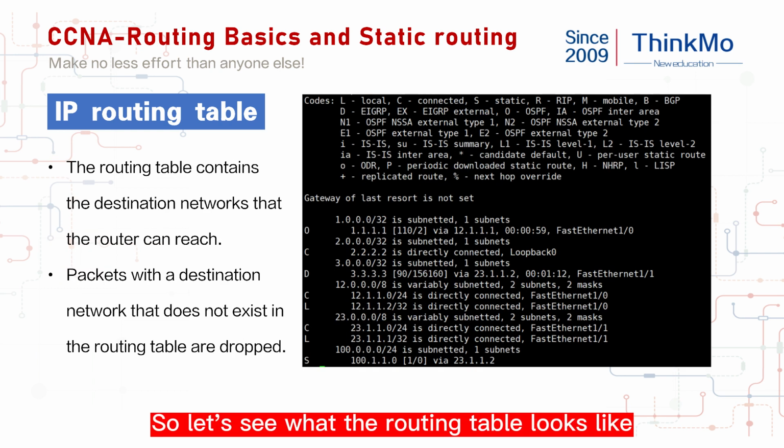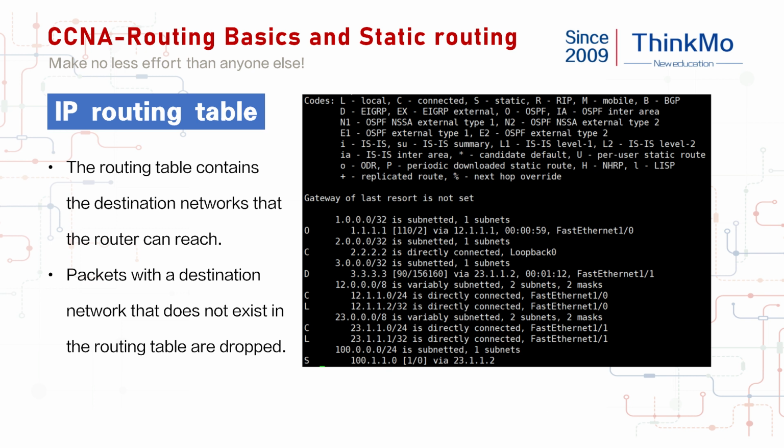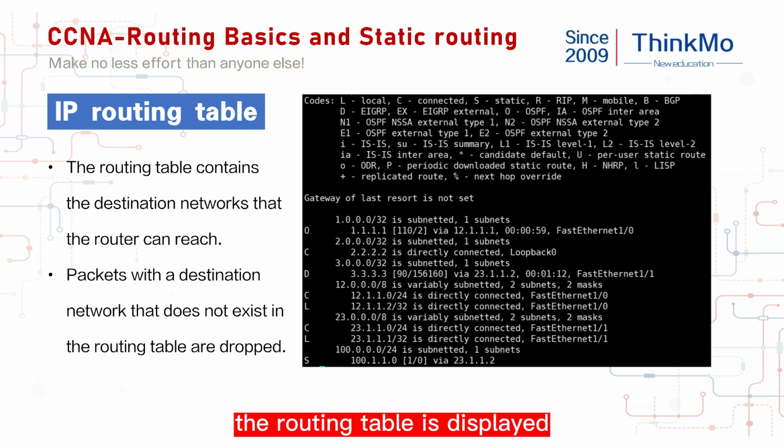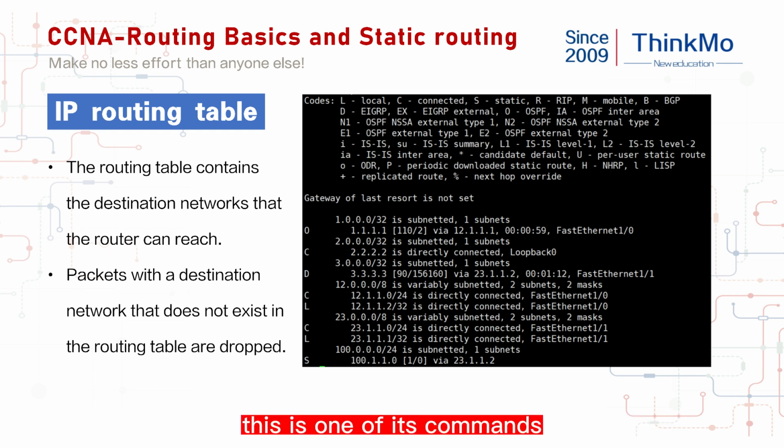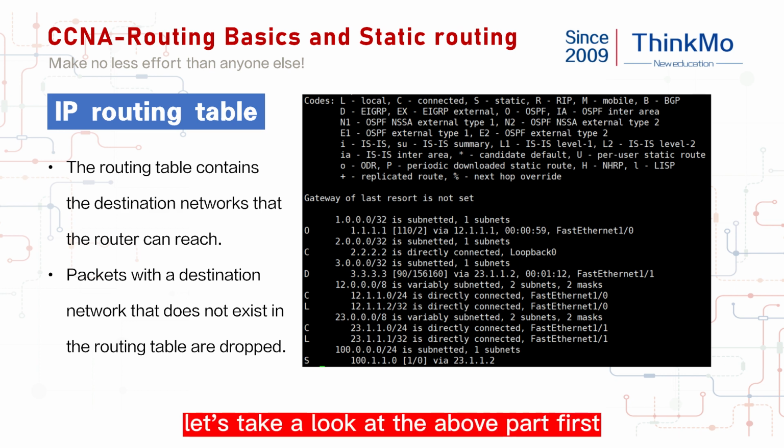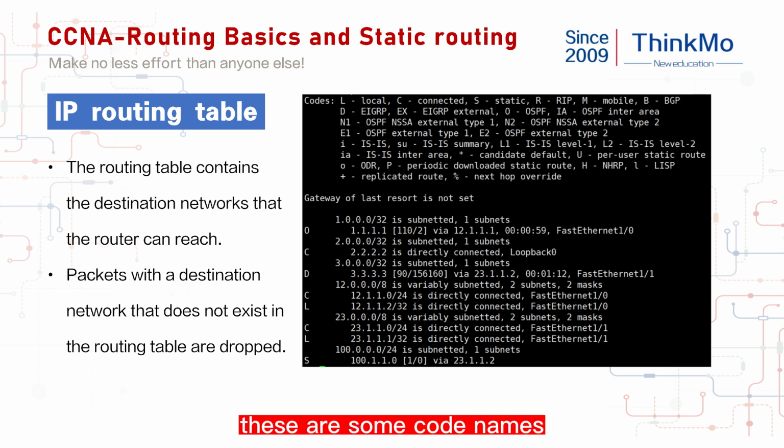So let's see what the routing table looks like. This is what the routing table looks like on a Cisco device. There is no need to check it every time. To display this, enter show ip route on the device and it will come out. This is one of its commands. Let's take a look at the upper part first. These are some code names.